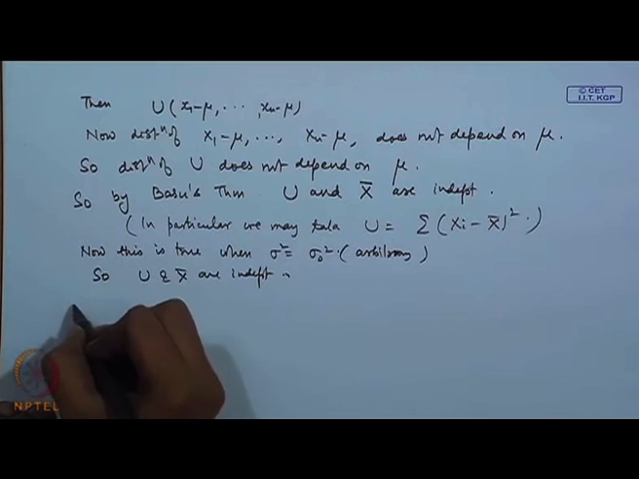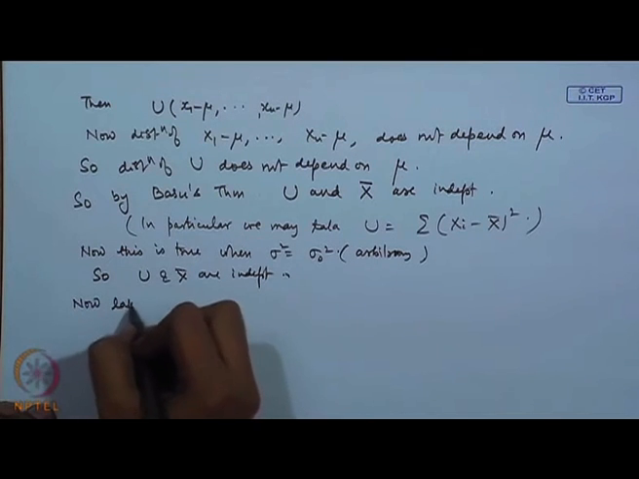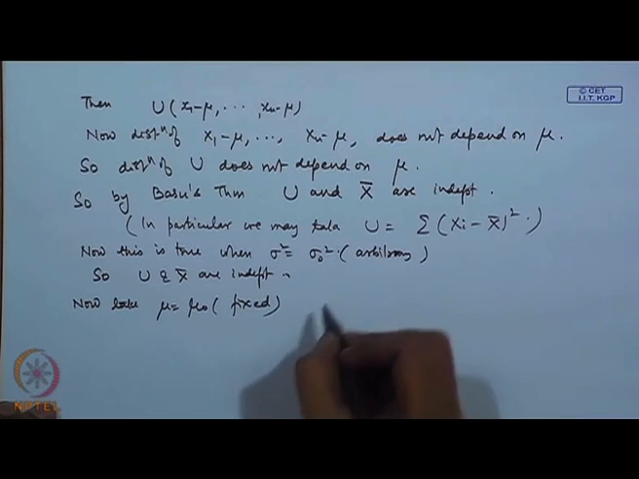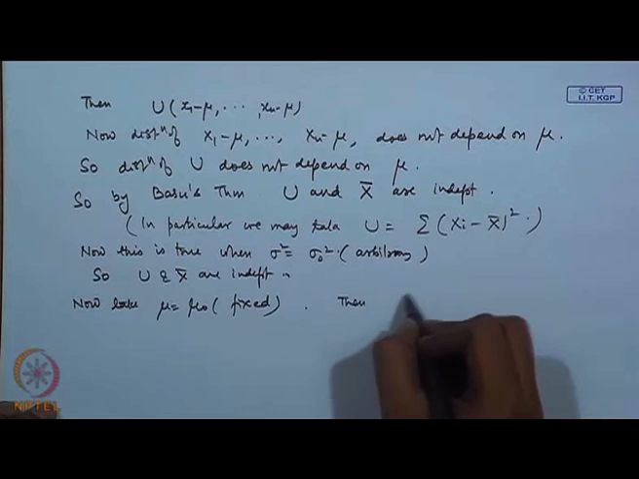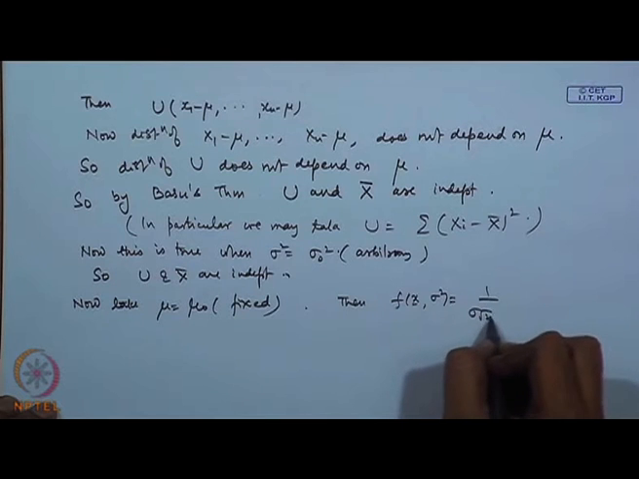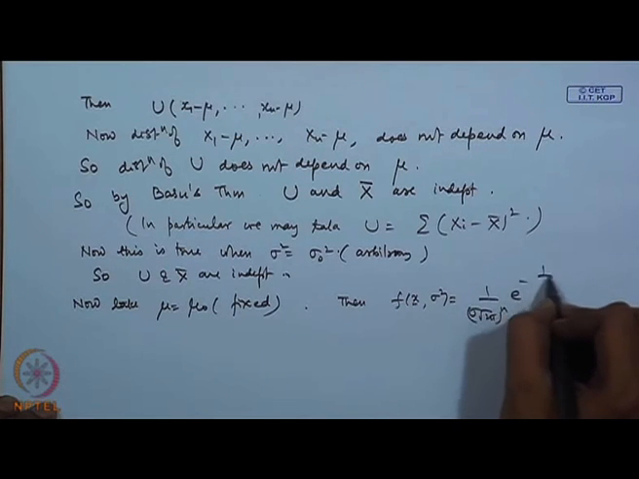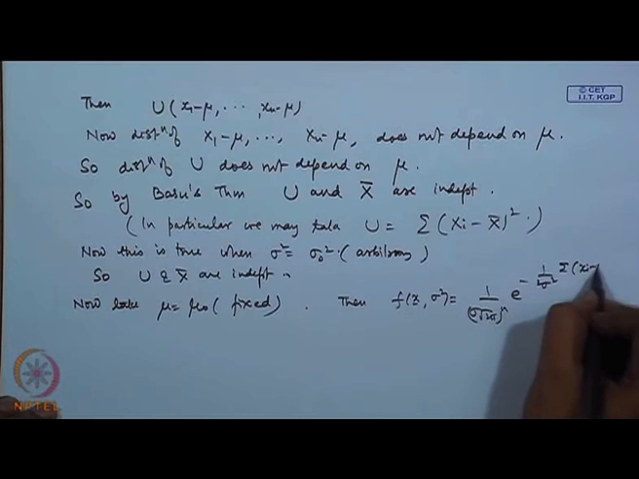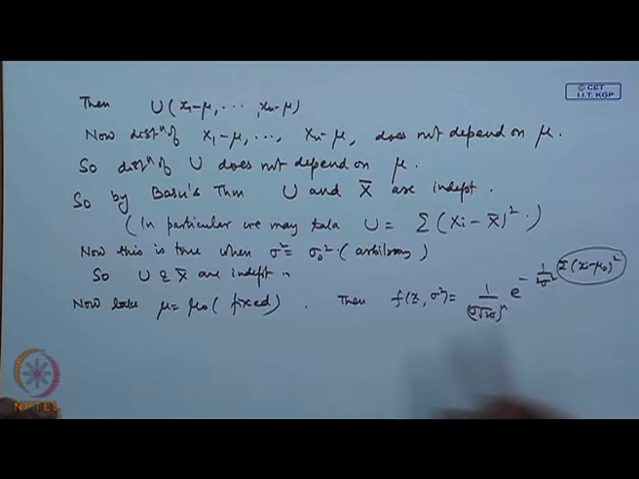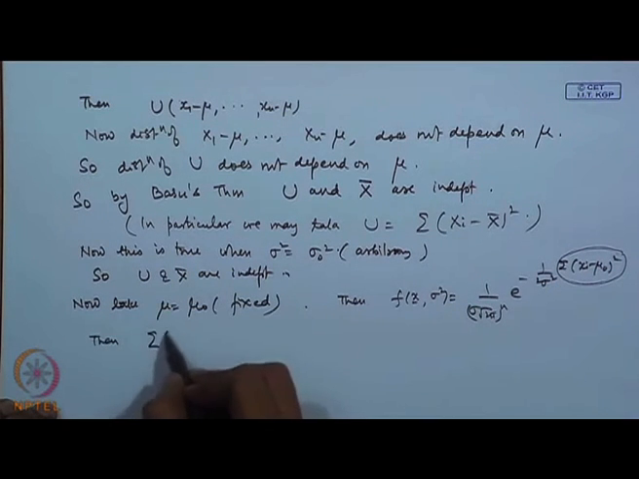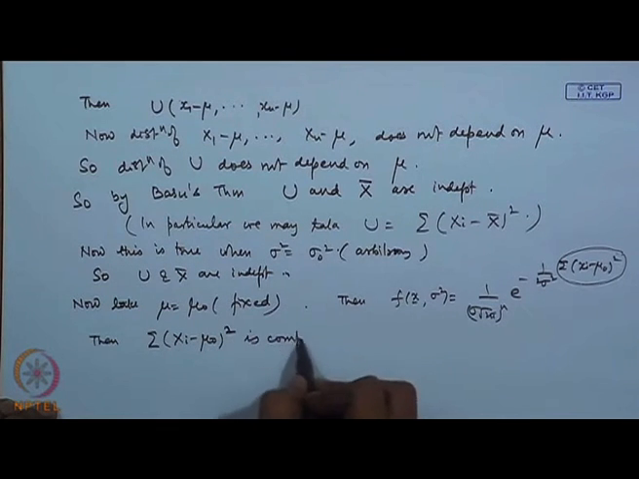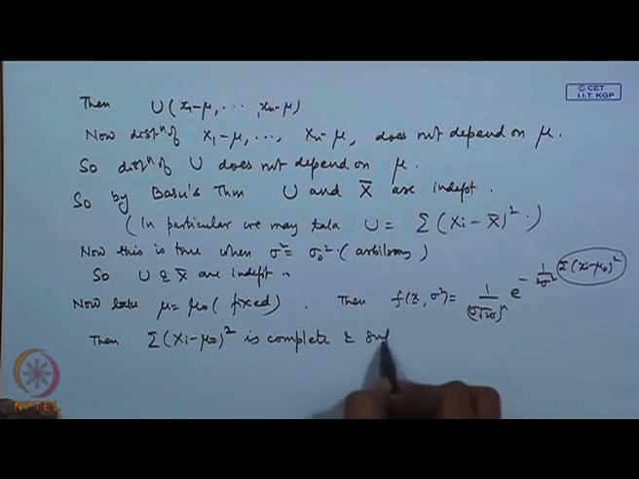Now, let us take another application here. Take mu equal to mu naught, another fixing of the mean. Then the density is f of x, sigma square, equal to 1 by sigma root 2 pi to the power n, e to the power minus 1 by 2 sigma square, sigma x i minus mu naught whole square. So, this is again a one parameter exponential family, and sigma x i minus mu naught square is complete and sufficient.